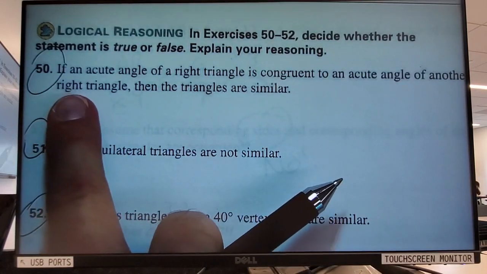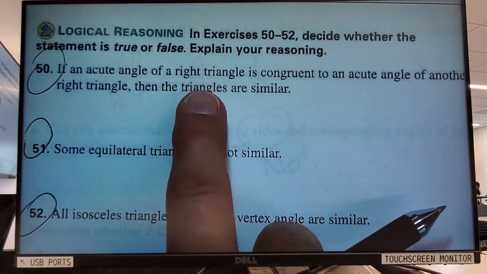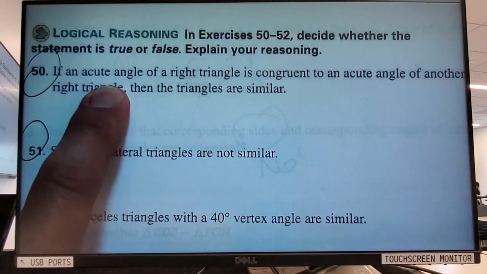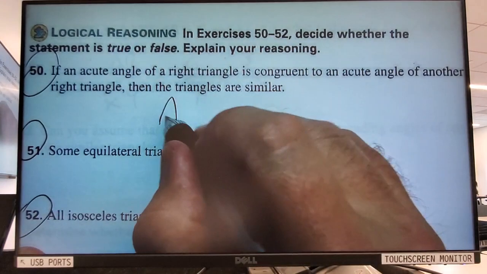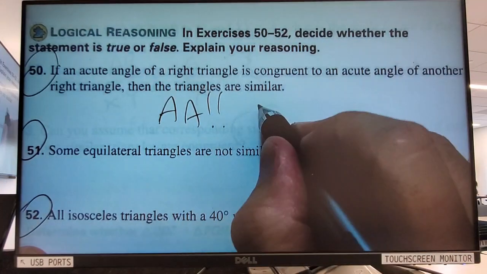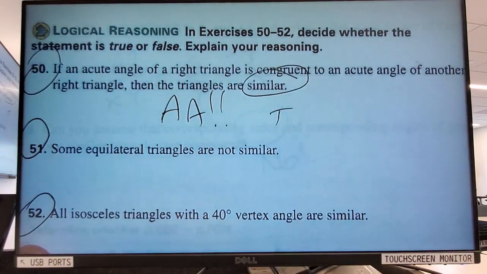If an acute angle, this is really straightforward. If an acute angle of a right triangle is congruent to an acute angle of another right triangle, is there any way the triangles could not be similar? The fact that they're both right triangles tells you they both have a 90-degree angle, and on top of that, they have another angle that's the same. So it's bam, it's the double A. So they are similar. True.